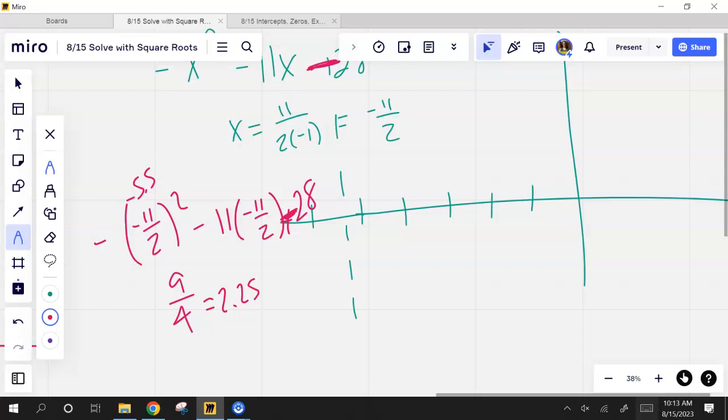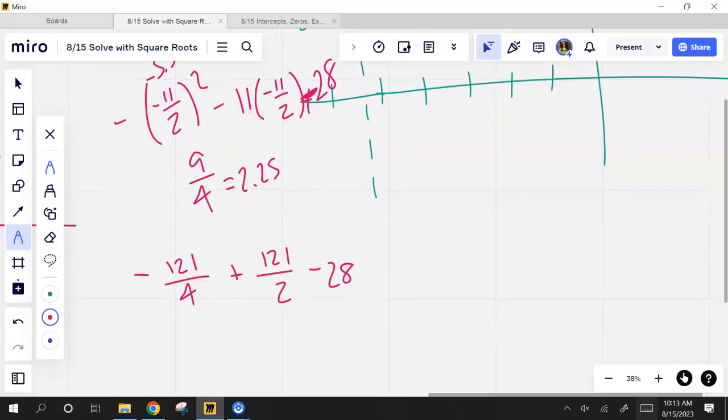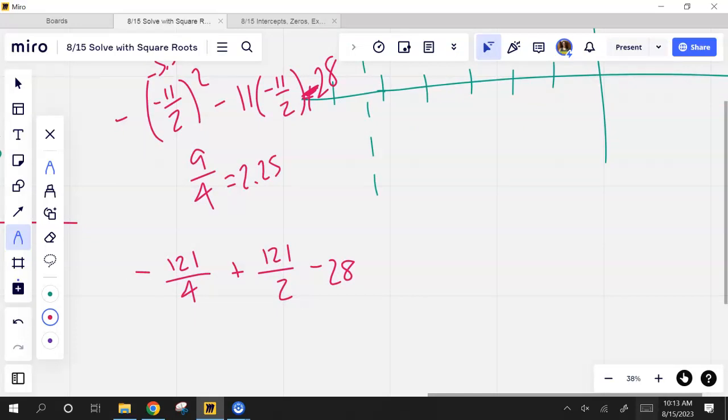Okay, so if I do this by hand, I get negative 121 over 4 plus 121 over 2 minus 28. 5.5 squared, negative 30.25. This is plus. Is yours plus here in the middle?